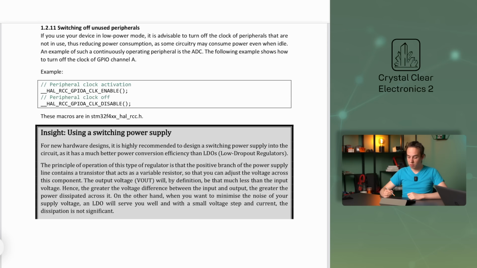If you use your device in low power mode, it is advisable to turn off the clock of any peripherals that are not in use, thus reducing power consumption, as some circuitry parts may still consume power even when idle. An example of such a continuously operating peripheral is the ADC. Here, we are showing another code snippet where you can see that, for example, with these program commands, we can turn on and off the clock signal of the GPIO port A.